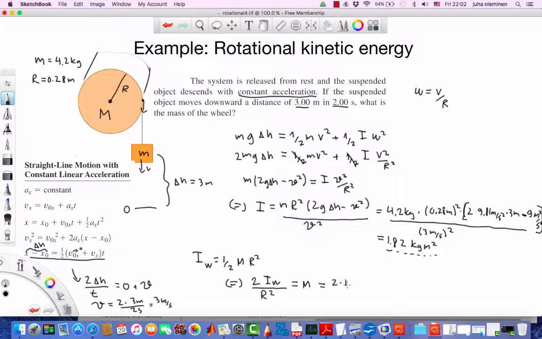So 2 times 1.82 kg m squared divided by the radius squared, 0.28 meters squared. So we get units of kilograms, and that gives us 46.4 kg. So roughly 46 kilograms is the mass of the wheel.